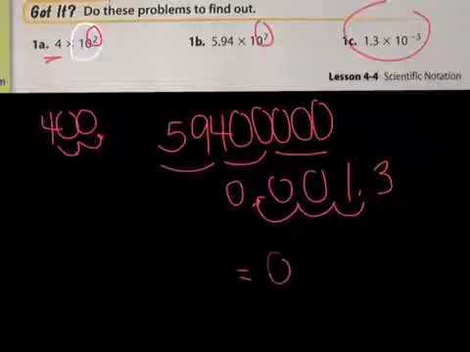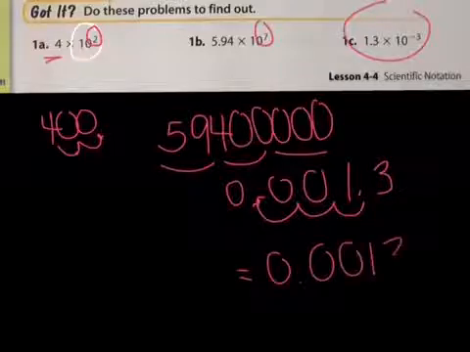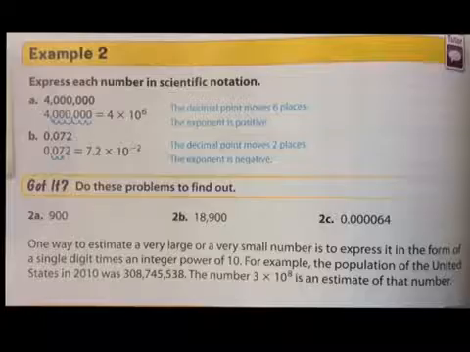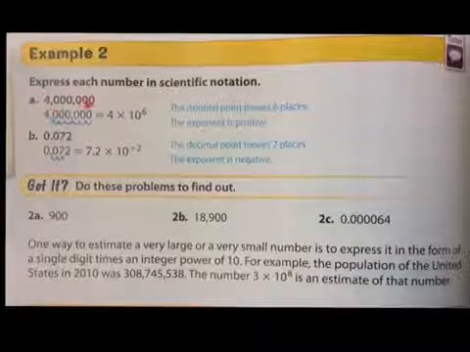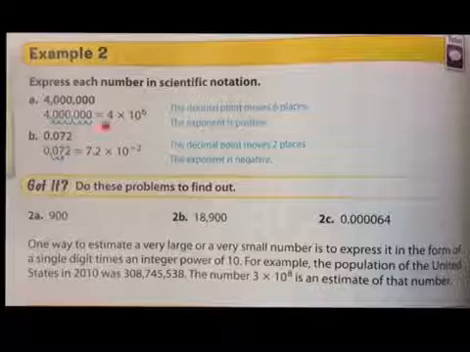So my answer becomes 0.0013. For example 2, now we're going to go the other way. We're going to go backwards. Now we have the standard notation, and we're going to write it in scientific notation.